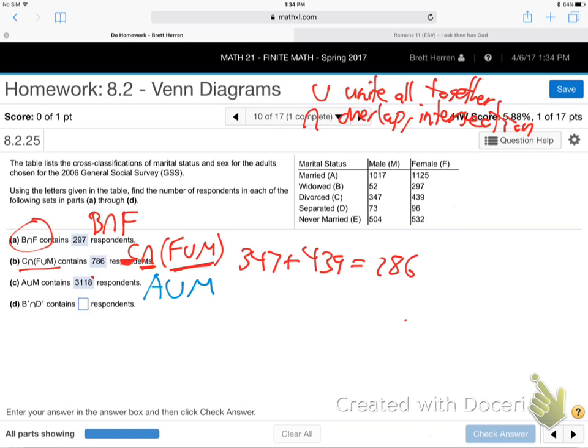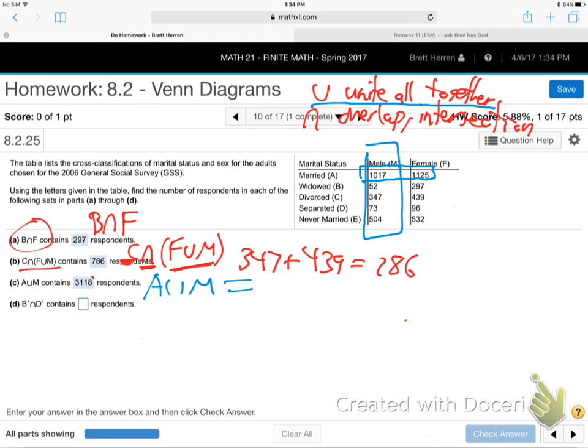How do I unite A and M? What is A? A is the married ones. There's A. Good so far, that's the A. And where's the M? All these are M, they're all the males. And am I just supposed to take the overlap? Did they say A overlap M? If they said overlap, I would just take the 1017, right? But they didn't say overlap. They said unite, which means what? What does unite mean? All of them together. Add it up.